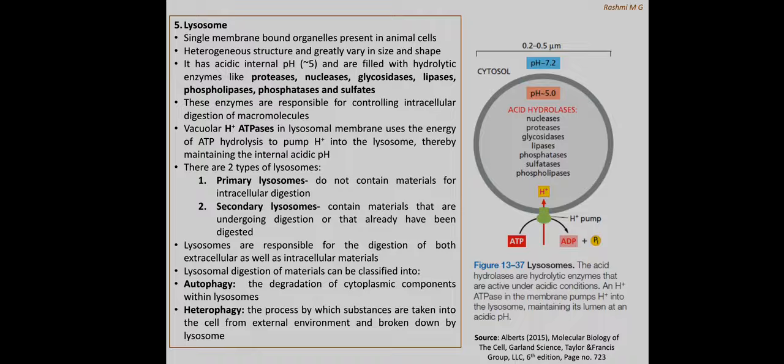There are two types of lysosomes, that is primary lysosome, which does not contain any material for intracellular digestion, and the second one is secondary lysosome, which contains material that is undergoing digestion or that has already been digested. So there are two types of digestion happening in the lysosome, that is autophagy and heterophagy.